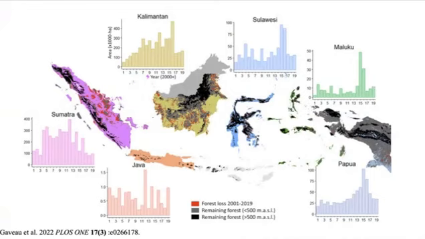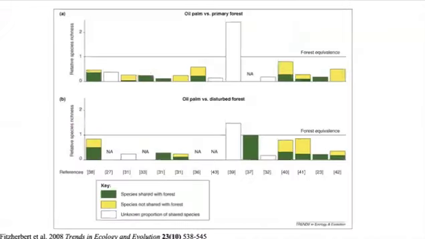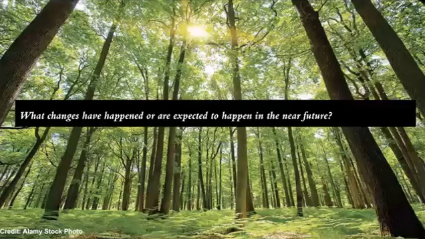As you can see, as the oil palm expanded, there is more deforestation, which means that the species richness will decrease. So there is less and less biodiversity with more and more deforestation caused by oil palm expansion.